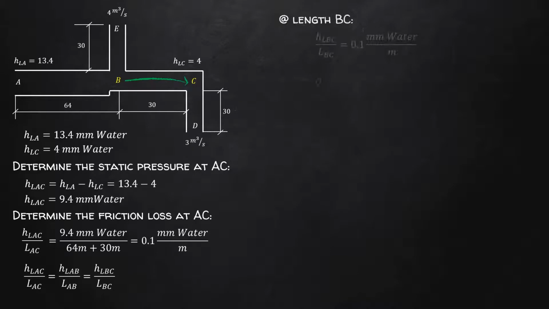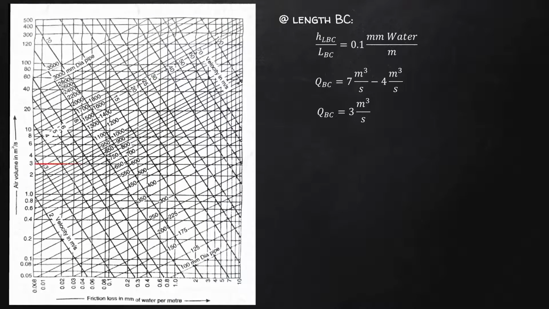At length BC, the volume flow rate is equal to 3 cubic meter per second. Using friction chart, at 3 cubic meter per second and 0.1 mm of water per meter, the diameter is equal to 700 mm.